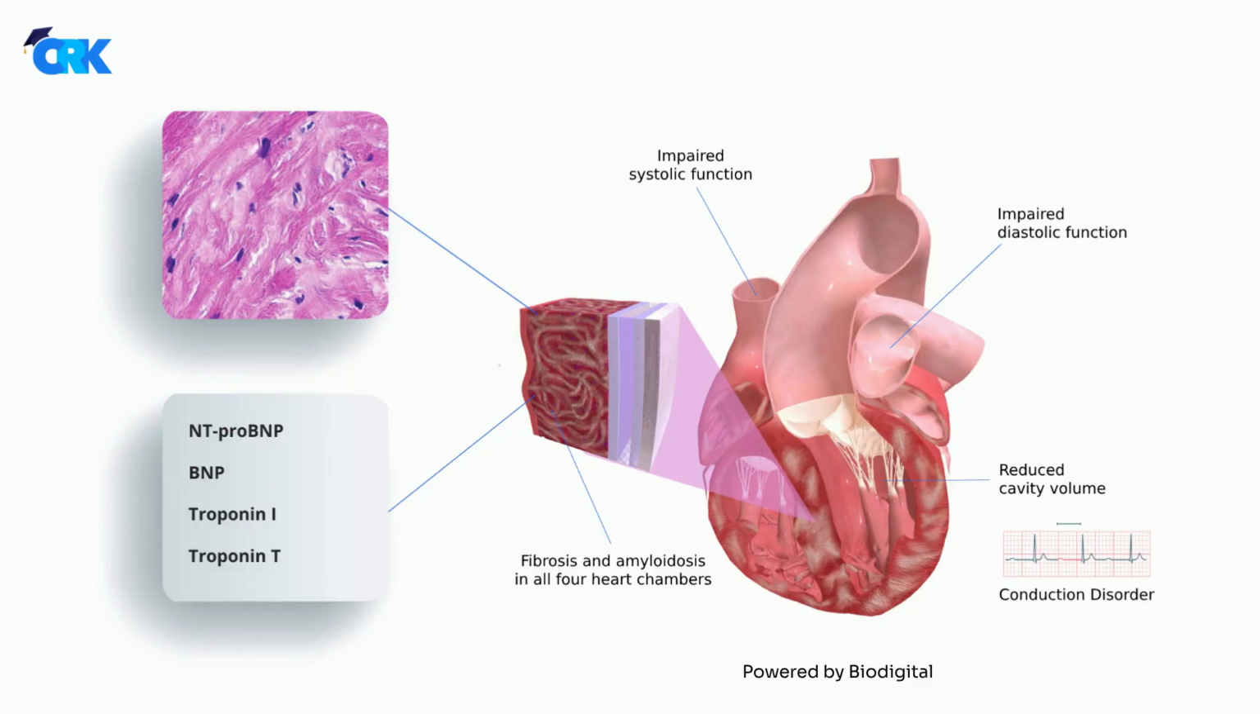It occurs due to the extracellular deposition of misfolded proteins, most commonly immunoglobulin light chains, AL, or transthyretin, TTR, proteins within the cardiac tissue. In cardiac amyloidosis, amyloid fibrils infiltrate the myocardium, the muscular layer of the heart wall, leading to a condition called restrictive cardiomyopathy, where the heart becomes stiff and unable to fill properly with blood. The result? Diastolic dysfunction, which eventually progresses to full-blown heart failure. In addition, the conduction system of the heart can be affected, increasing the risk of arrhythmias, especially in older adults.